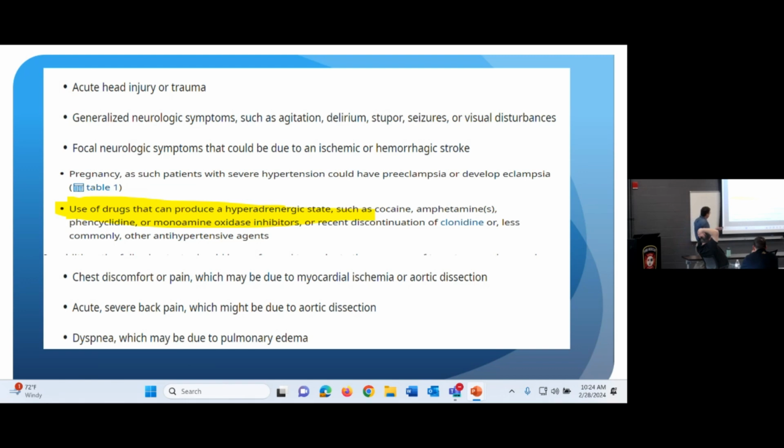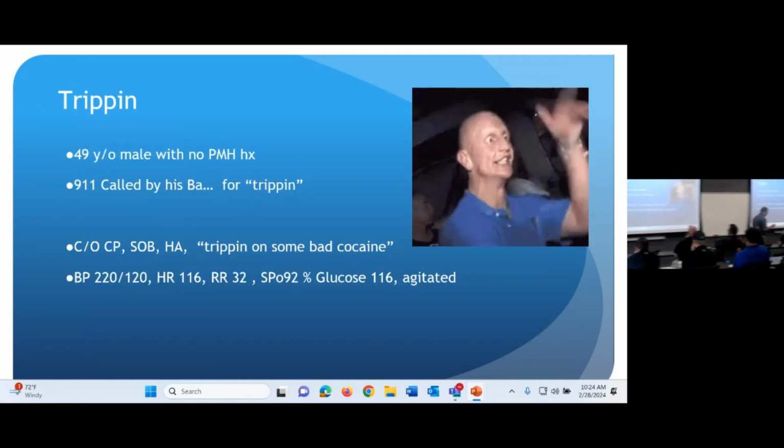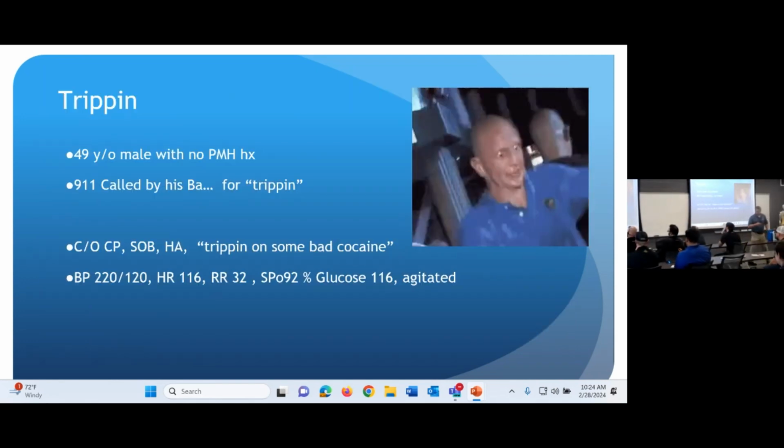I know nobody does drugs in Dothan. This is the Bible Belt, right? Yeah. I think Birmingham's the meth belt sometimes.